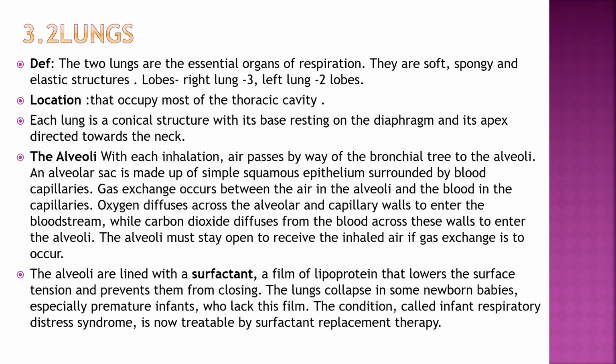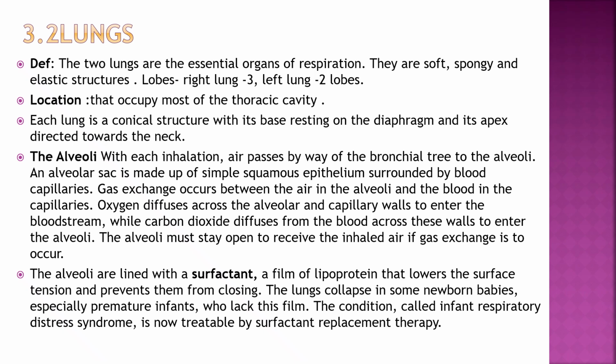Lungs. The two lungs are essential organs of respiration. They are soft, spongy, and elastic structures. Lobes: the right lung has three lobes and the left lung has two lobes. Location: they occupy most of the thoracic cavity. Each lung is a conical structure with its base resting on the diaphragm and apex directed towards the neck.